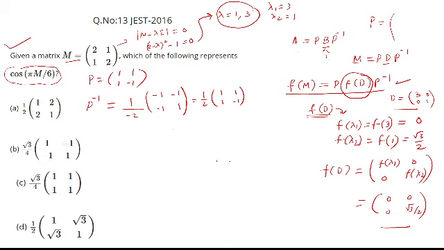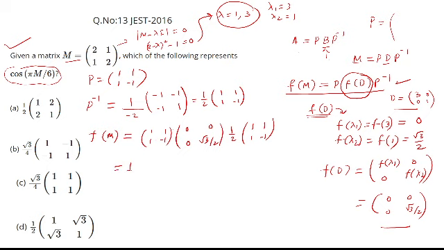Now it is time to find f of M, which is cos of pi M by 6. So f of M will be the P matrix 1 1 1 minus 1, then f of D which is 0 0 0 root 3 by 2, then P inverse, 1 by 2 times 1 1 1 minus 1. We can take 1 by 2 in front. Multiplying, 1 1 1 minus 1 with f of D gives 0 0 root 3 by 2, minus root 3 by 2.